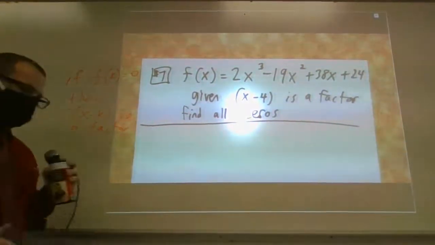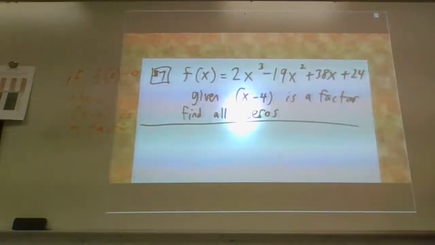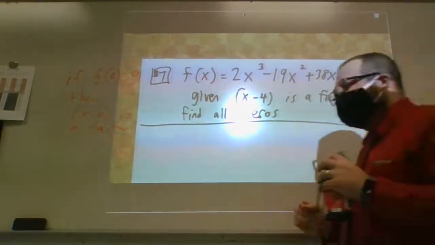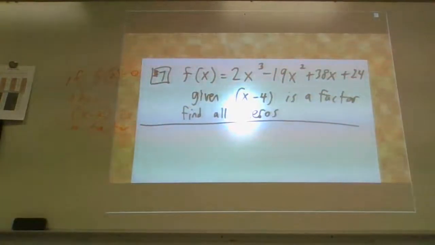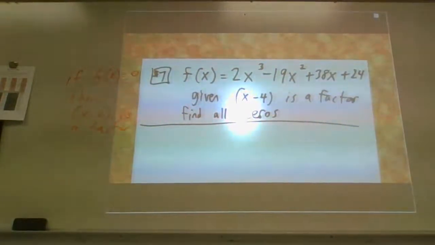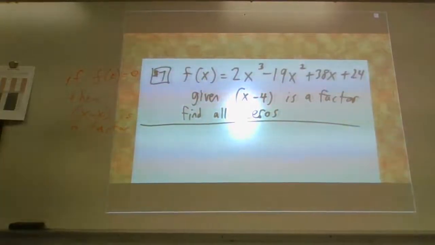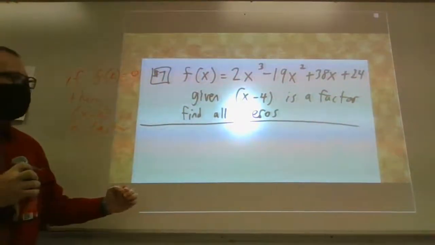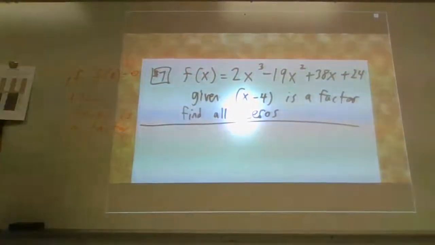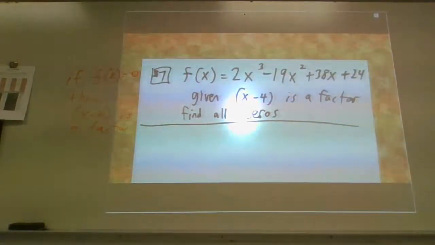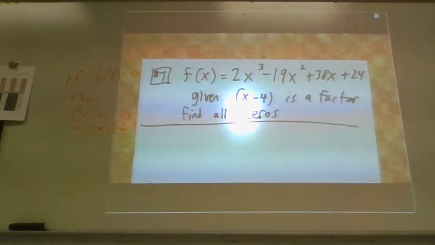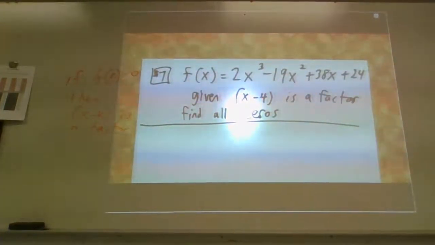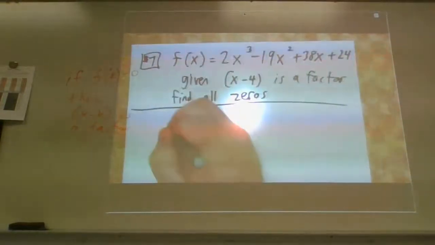Now they've given us a factor, x minus 4, which means that we do have a 0 already. Now, this is going to be the key. This is where you need to recognize how to use this particular definition. If x minus 4 is a factor, what is my 0? What goes on the outside of that synthetic bar? I want you to think about that because I'm going to ask that same question again in a few moments.